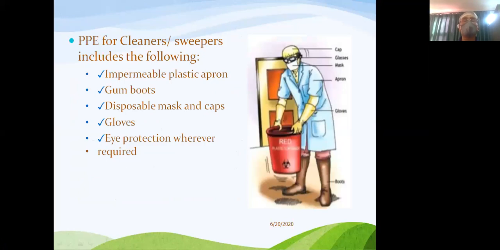So this is the normal things which the cleaning staff has to wear, like gumboots and plastic aprons for preventing infection. But we are giving PPE kits for all of them along with that, so that they are not infected.